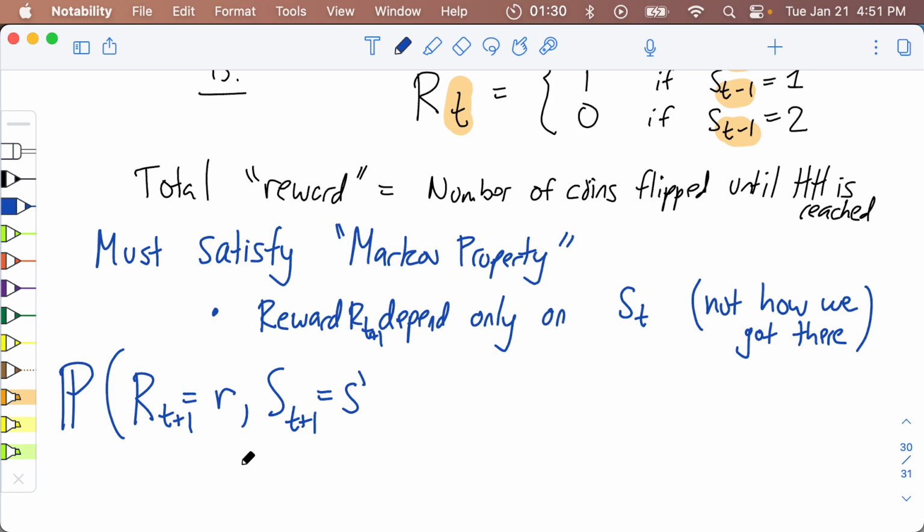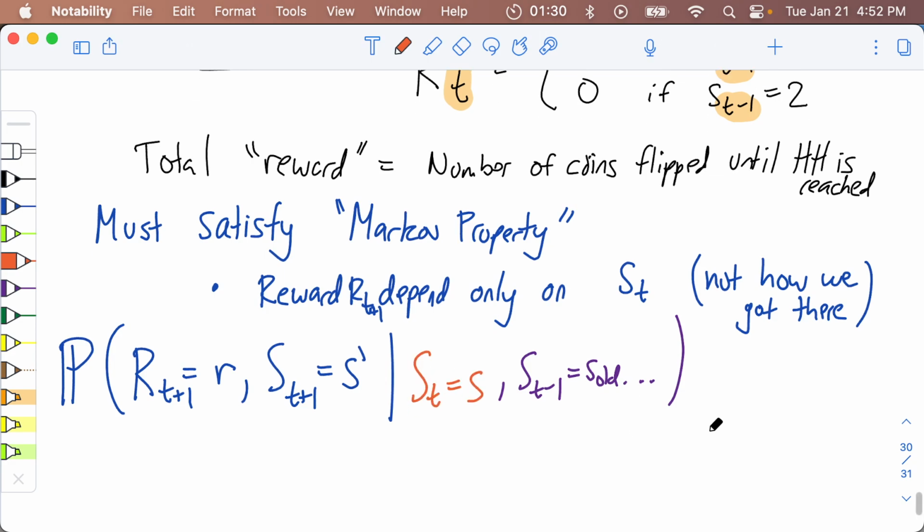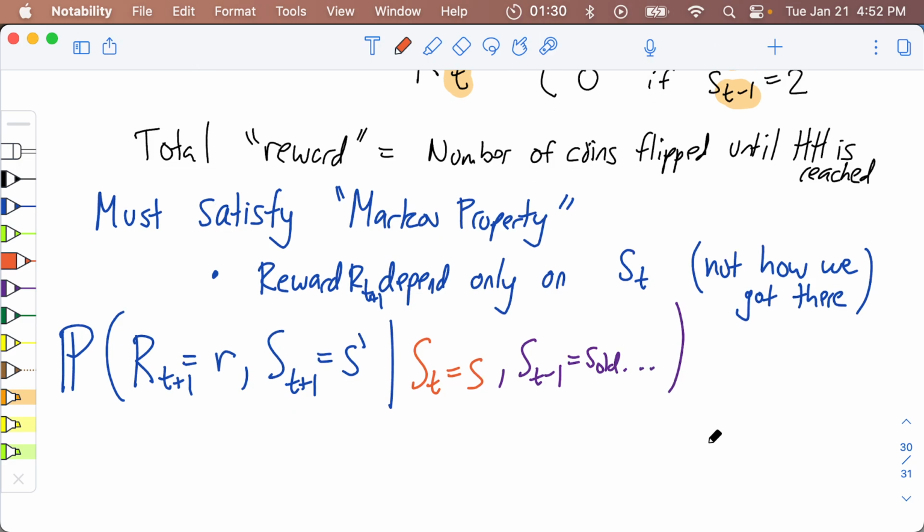So if you want to know what's the chance of having a reward R and going to position S prime, given, what are you given? You're given the position ST equals S and a bunch of other information like ST minus 1 equals S, I'll call this old. So you're given a whole bunch of useless stuff. Let me color code this a little bit more. Let's make this one a nice orange color, ST equals S.